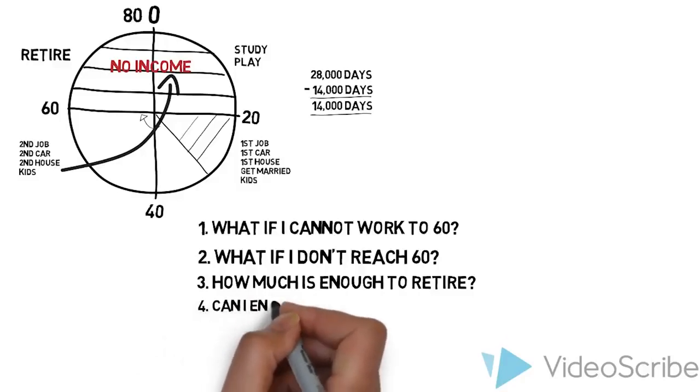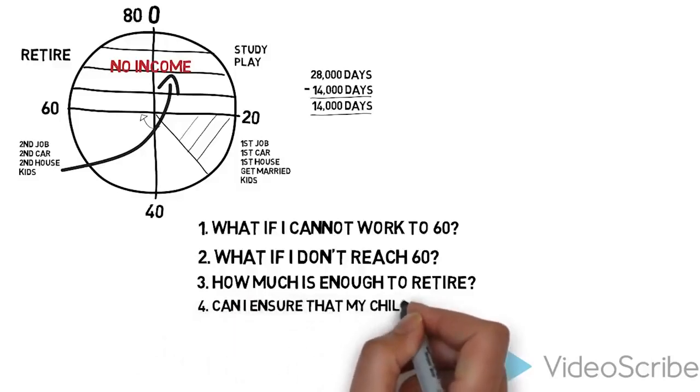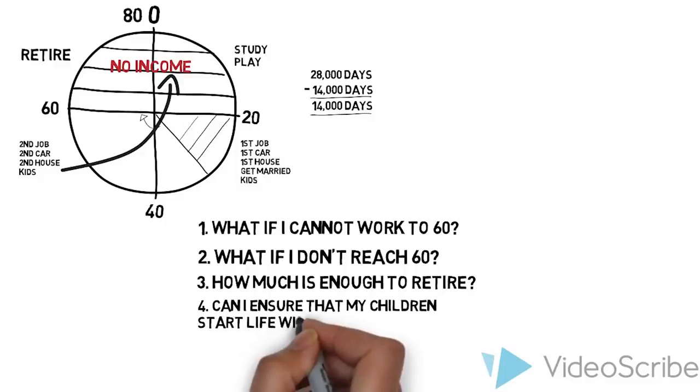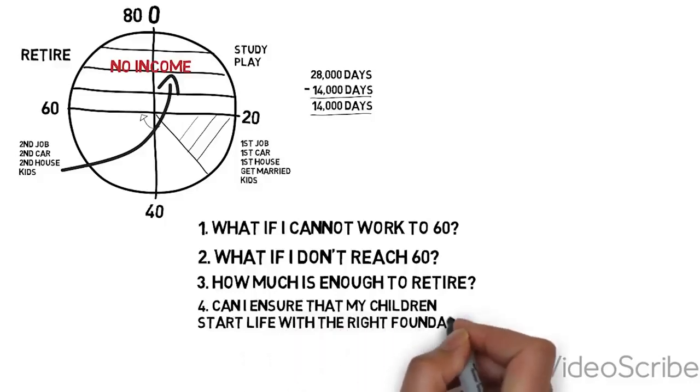Our fourth biggest fear is, can I ensure that my children start life with the right foundation? And the best foundation is to have the right education. Again, this is a guaranteed payout in life if you have children. Why do people not plan for it?